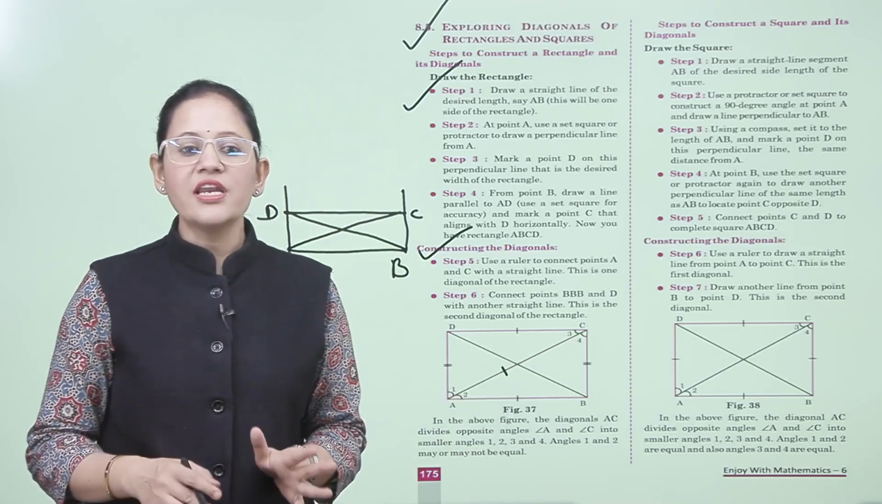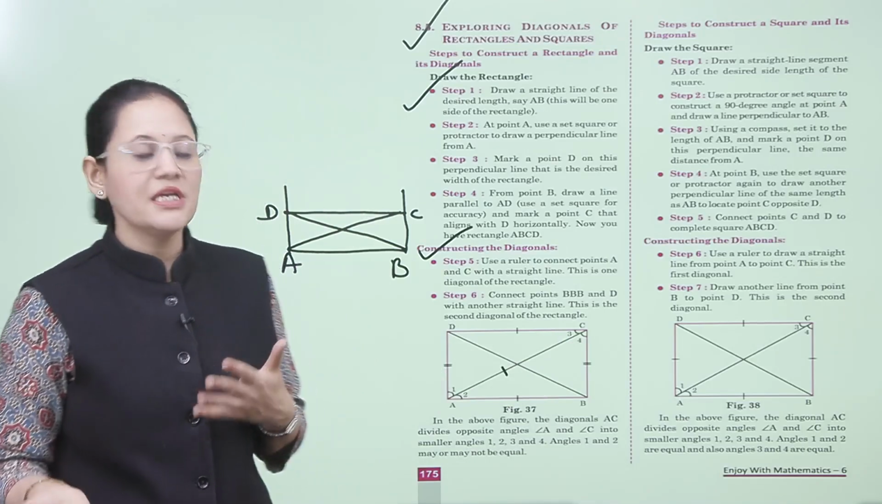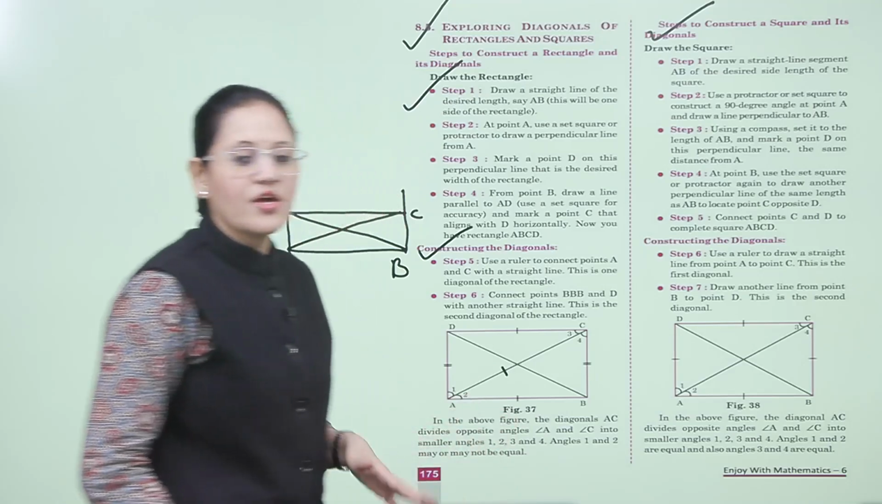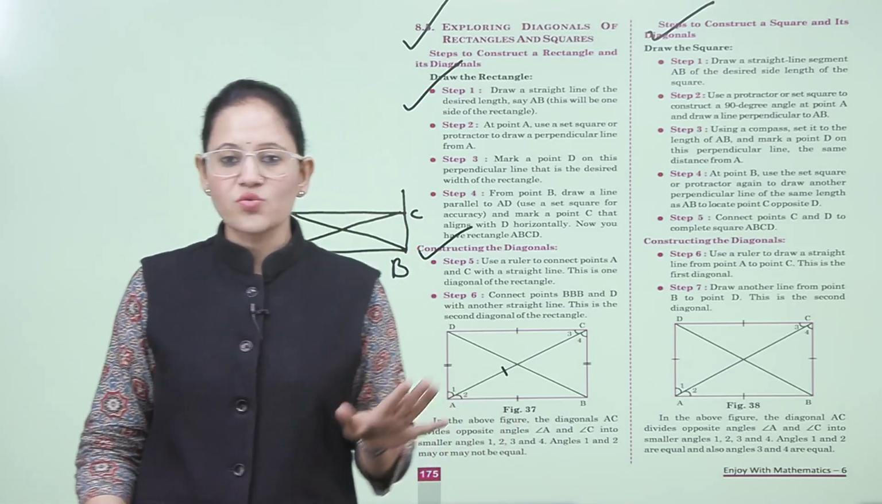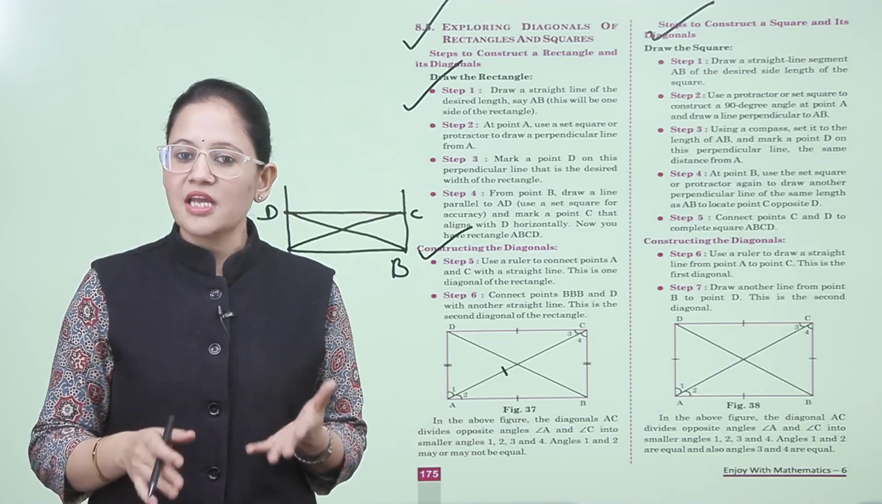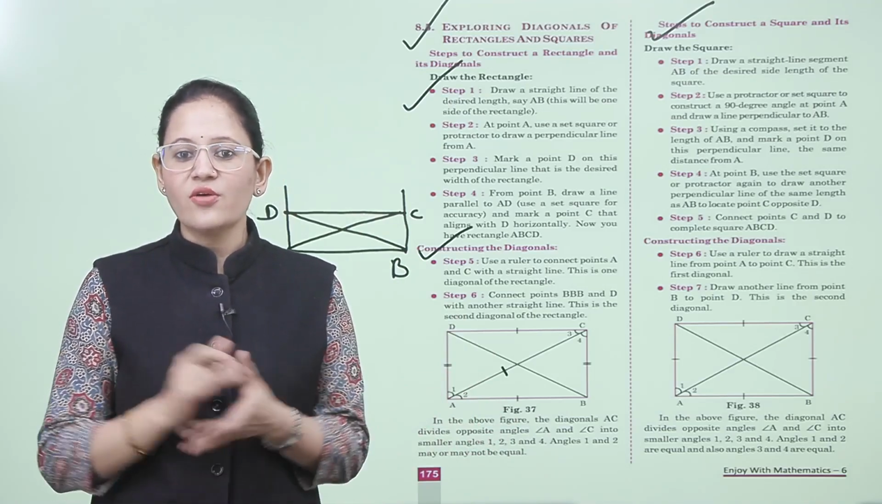Now, angle 1 and 2 may or may not be equal. Next, steps to construct the square and its diagonal. For that, first we'll draw a square that we have learned earlier. For that, draw a straight line segment AB of the desired side length of the square.